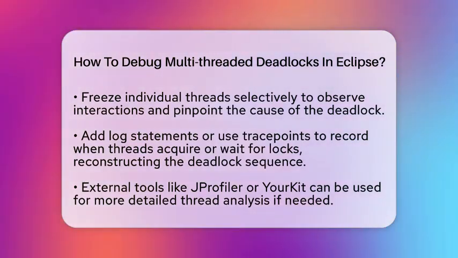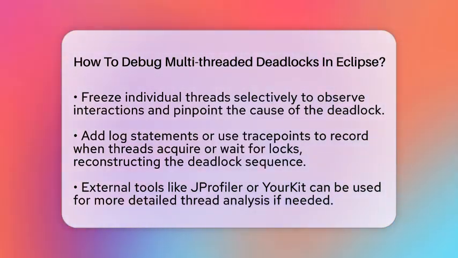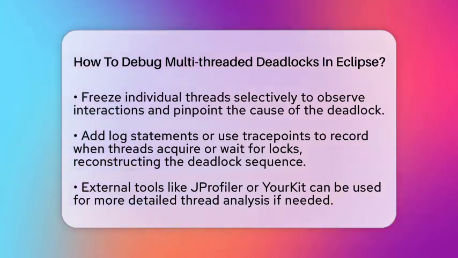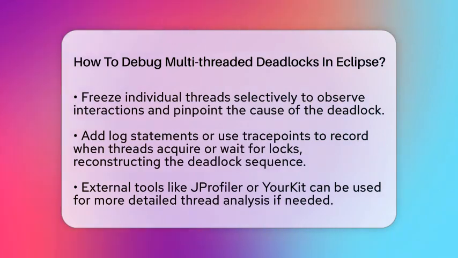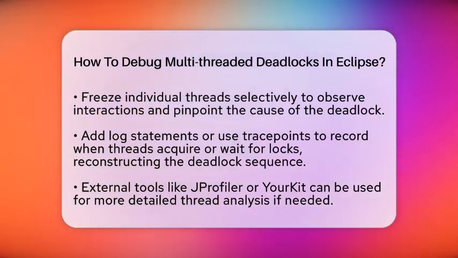You can also freeze individual threads selectively. For example, suspend one thread and let others run. This way, you can observe how threads interact and identify which ones are causing the deadlock.